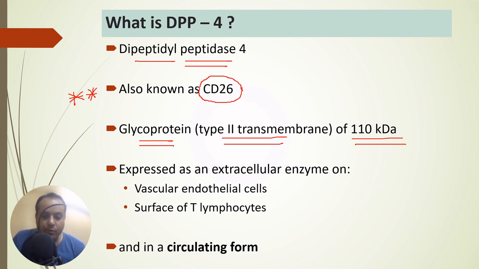This DPP-4 is expressed as an extracellular enzyme on the vascular endothelial cells as well as on the surface of the T lymphocytes. Now on the surface of the T lymphocytes, this is known as CD26. So another potential MCQ can be: where do we find CD26? We find CD26 on the surface of the T lymphocytes. And this DPP-4 is also available in a freely circulating form.